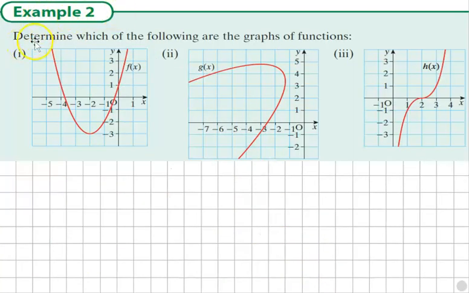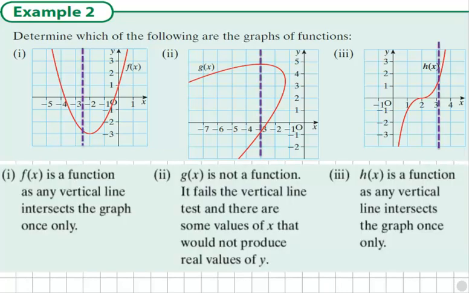Example 2. Determine which of the following are the graphs of functions. So the first graph, f of x, is a function, as any vertical line intersects the graph only once. So I've drawn in a vertical line. We can see that no matter where I move that vertical line, it only intersects the graph once. So this is the vertical line test. You can do this with your ruler.